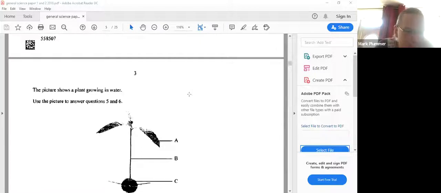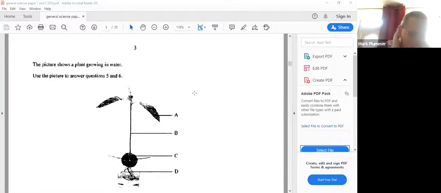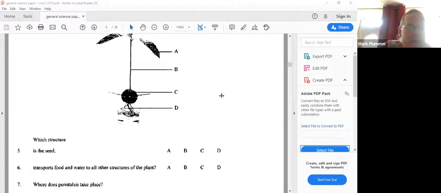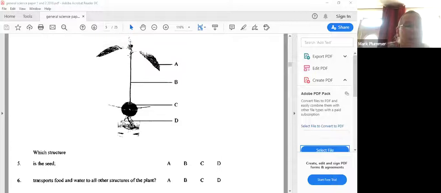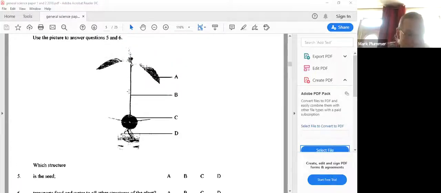Okay, so question 5, the picture shows a plant growing in water. It's not a very clear picture, to be fair. You need to use the picture to answer 5 and 6. Now, the first question it asks you is, which is the seed? From what I can work out, from the picture that I can see, I would put D for the seed there. For number 6, which structure transports food and water to the rest of the plant? The answer to number 6 is B, which is this part here, of course, the stem.